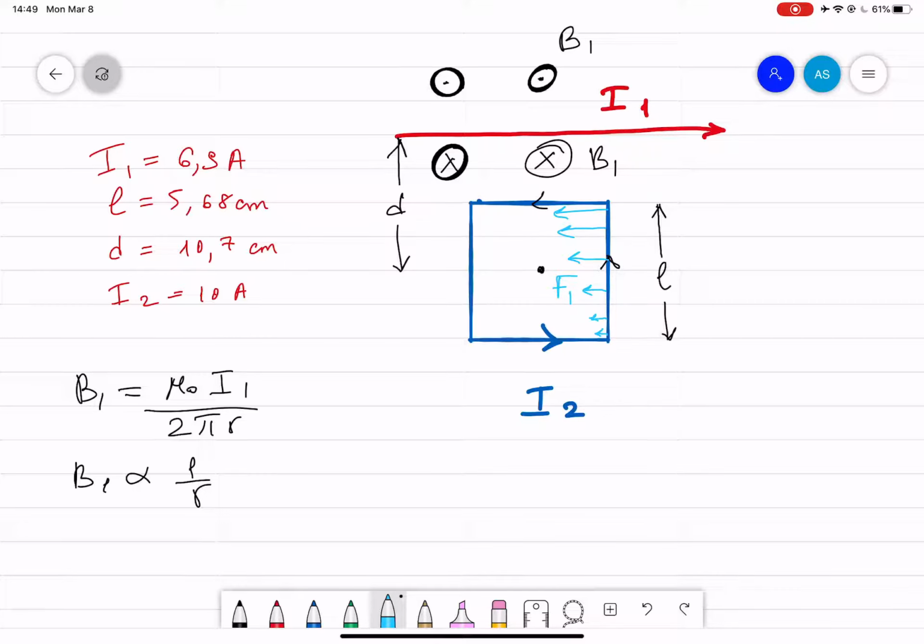Then what about this side? This side will be the same, it gets less and less. This side I call F2. As you can see here, the magnitudes of F1 and F2 are the same, but the directions are opposite. Therefore, we can say that F2 plus F1 is equal to 0.